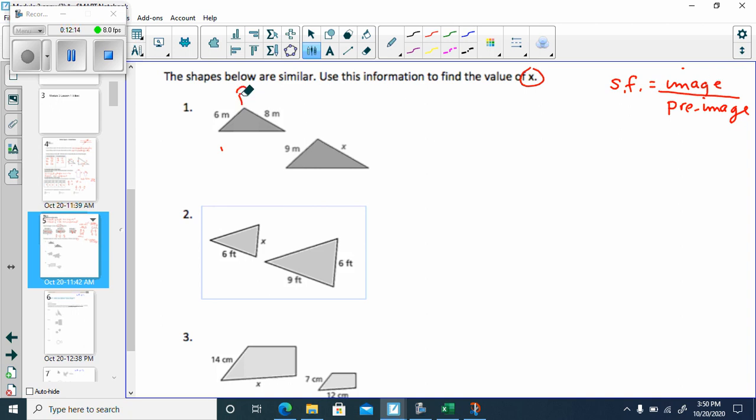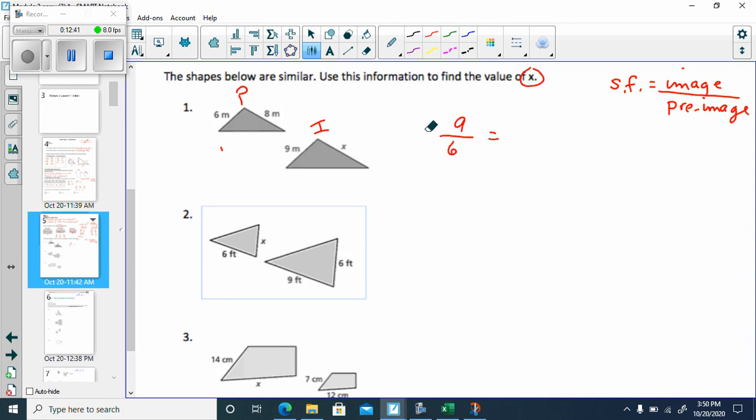Here's our pre-image, here's our image. I'm just going to name them that way because this one came first, this one came second, and there's nothing to say that any one particular one is the image or the pre-image. I get the same answer either way if I'm just trying to find a side length. Okay, so let's set up the image versus the pre-image. The image side here is 9. What would be its corresponding side? It would be 6, okay?